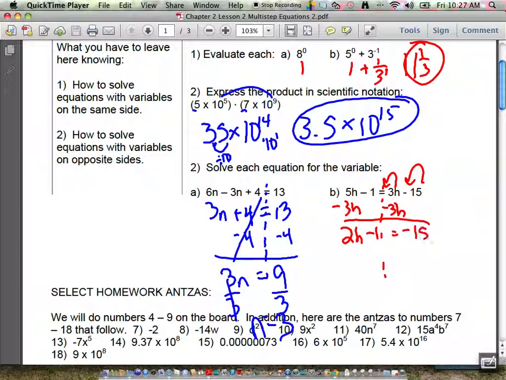Negative. Now I've got to add 1 to both sides because now, again, just like the h's were on opposite sides, now the numbers are on opposite sides and we do inverses. 2h equals negative 14, divided by 2. What is negative 14 divided by 2? It's not 7. Negative 7. It's negative because we started negative, we divided by a positive, so we keep that sign. So h is equal to negative 7.